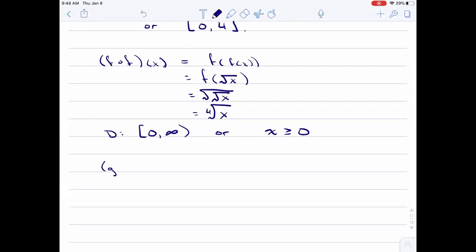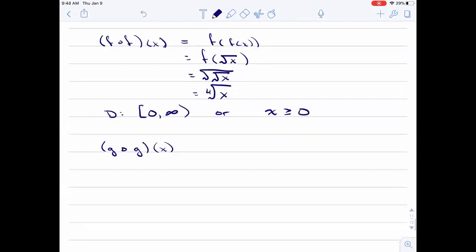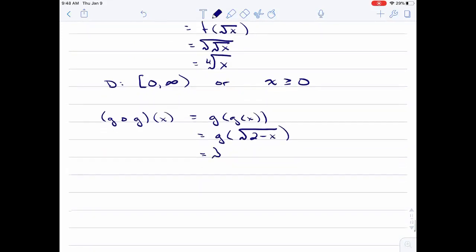And let's just start g of g of x. G of, and then g of x is the square root of 2 minus x. So now I'm putting the square root of 2 minus x wherever I see an x in g of x. So that becomes the square root of 2 minus the square root of 2 minus x, right? Gets a little hairy.